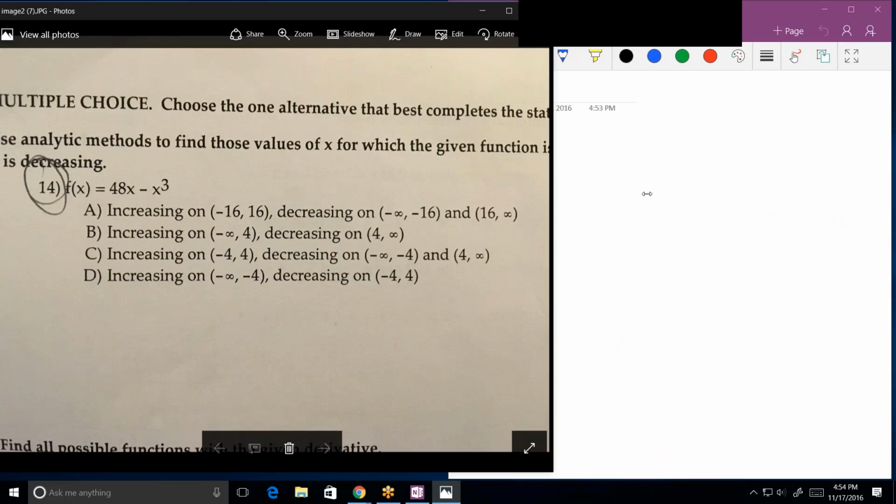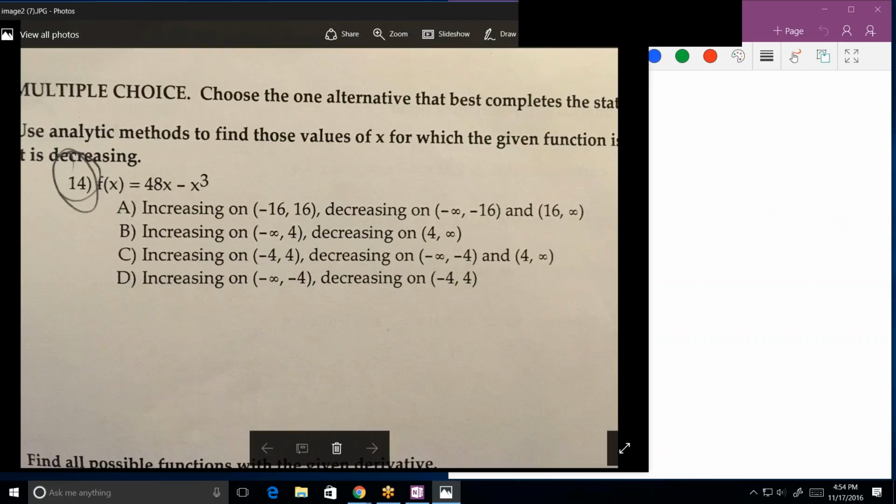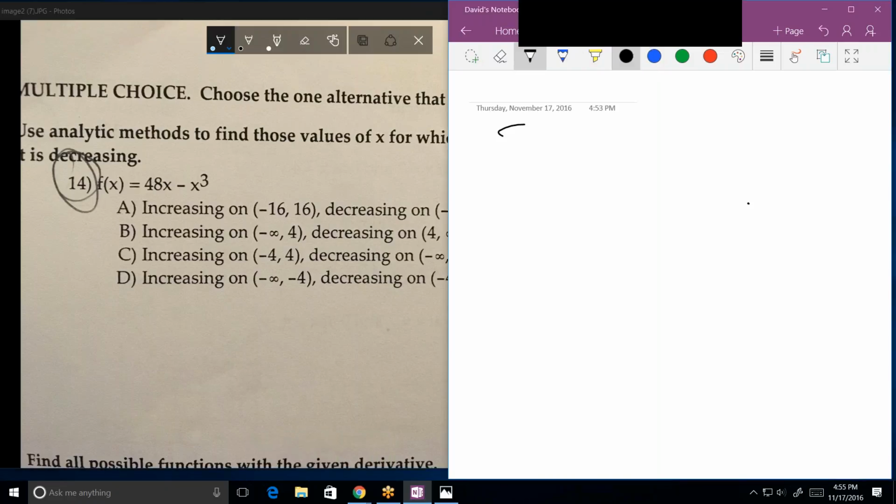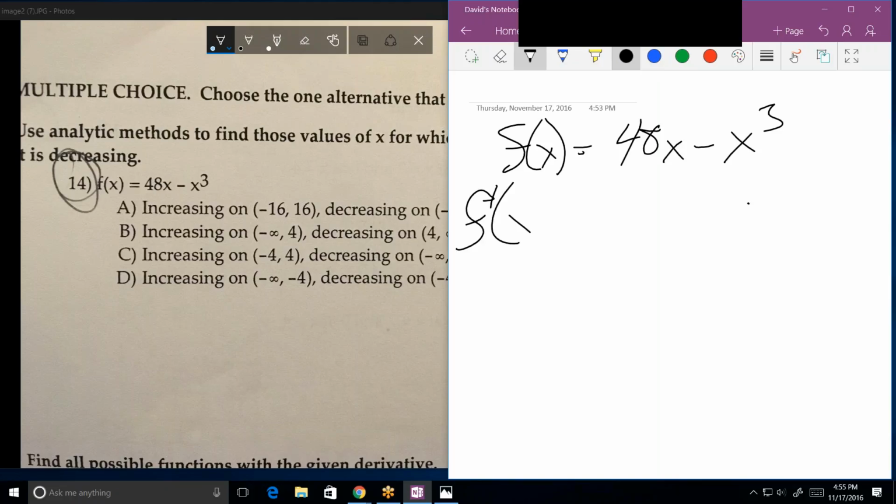Okay. A function is decreasing when its first derivative is negative. Right. A function is increasing when its first derivative is positive. Okay? So let's see what the first derivative of this is. If f of x is 48x minus x cubed, then the first derivative is what? 48 minus 3x to the second.